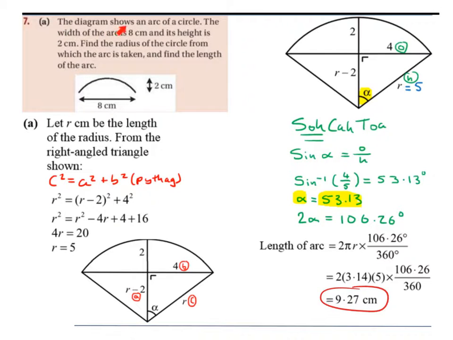The diagram shows an arc of a circle. The width of the arc is 8 centimeters and its height is 2 centimeters. Find the radius of the circle from which the arc is taken and find the length of the arc.